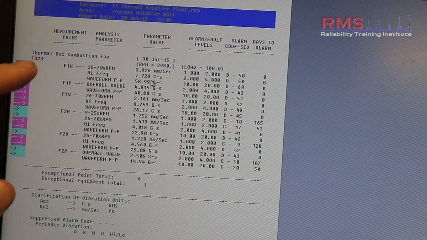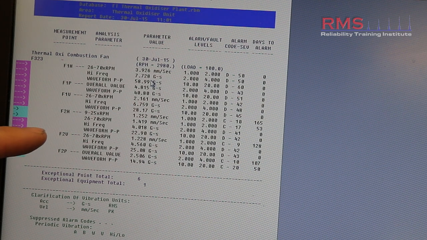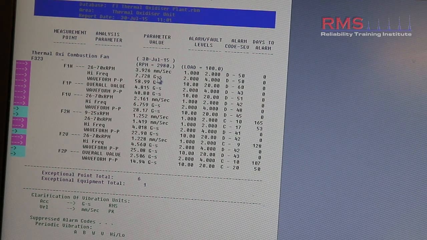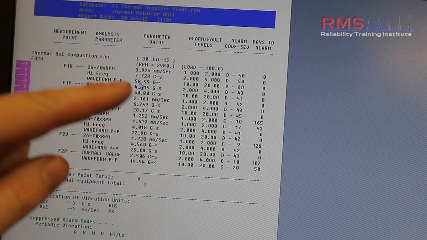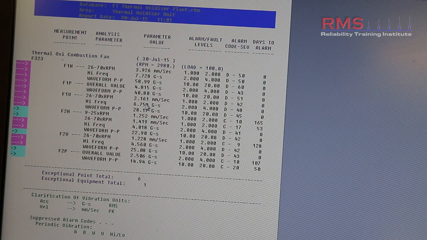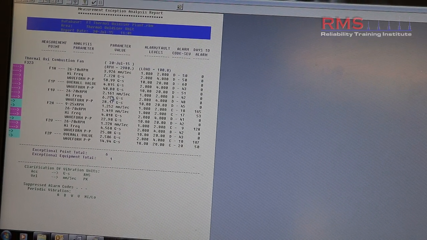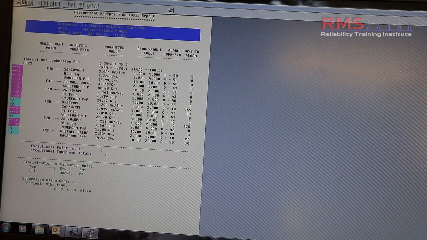And what's jumping out at me straight away is all these alarms are coming on the fan bearing points, fan drive end, fan non-drive end. And if we look, we haven't got many high velocity readings. The majority are high G readings. I mean, we've got one there, 58.99 waveform peak to peak G. So we've obviously got some impacting problem there. And just by looking at this, I know I've not got, let's say, an unbalanced problem. So we're gonna have to do some more analysis.